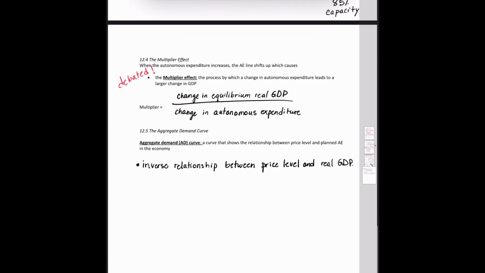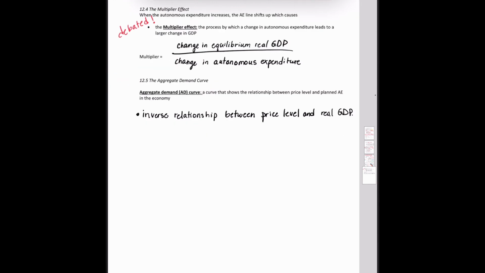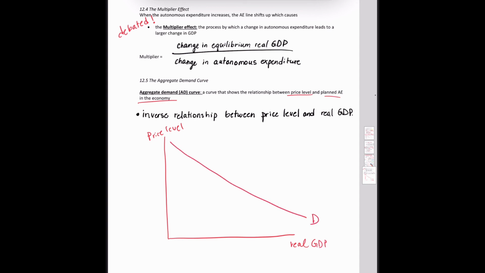And then finally, we have our aggregate demand curve, a curve that shows the relationship between price level and planned AE in the economy. We'll be talking a lot about aggregate demand in Unit 3. This is just kind of an intro to aggregate demand. It is an inverse relationship between price level and real GDP. Therefore, it's going to look something like this. So that's going to be price level, and we're going to have real GDP. So what do you know? If it's an inverse relationship, we have a downward sloping demand curve.